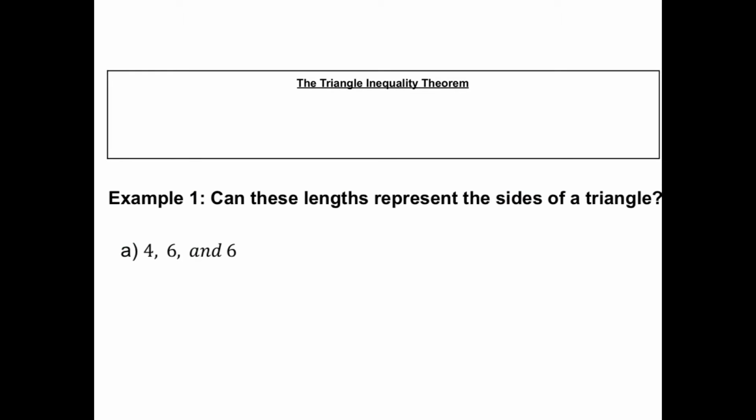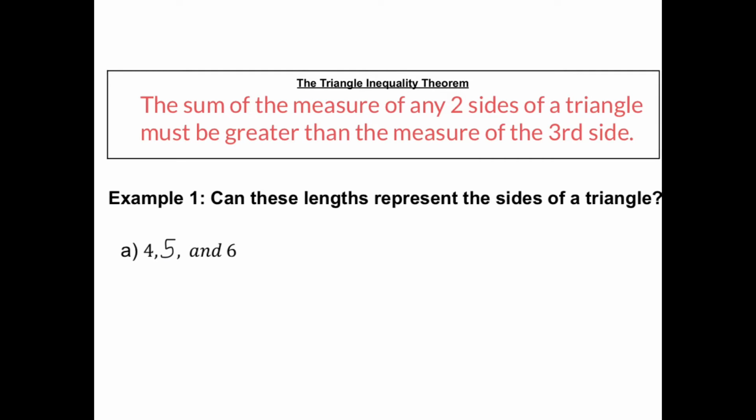The triangle inequality theorem states that the sum of the measure of any 2 sides of a triangle must be greater than the measure of the third side. So the question is, can these lengths represent the sides of a triangle? What we have to do is add all sets together. So 4 plus 5 needs to be greater than 6, so that's good. 5 plus 6 needs to be greater than 4, so that's good. And 4 plus 6 needs to be greater than 5, which is also true. So because these all work, yes, this can create a triangle.